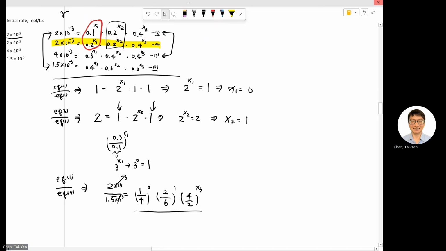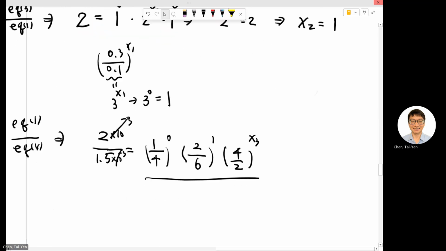Okay, so I divide this by this, this by this, this by this. Make sure you understand how I do it, because when you do your homework, you are the one who has to repeat this process. You can pick any two. It doesn't really matter, because it will all cancel out in the end.